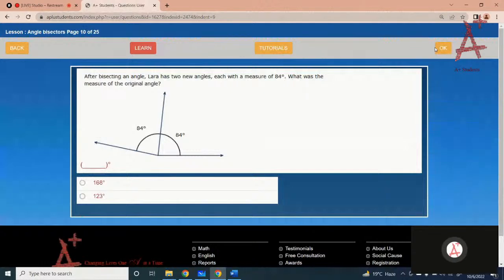After bisecting an angle, we have two new angles, each with a measure of 84 degrees. What was the measure of the original angle? So after the bisection, they are 84 degrees. So before bisection, they are 84 times 2, it would be 168. Got it? Yes, very good.